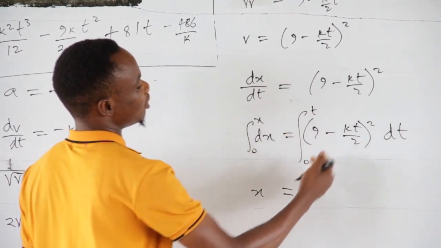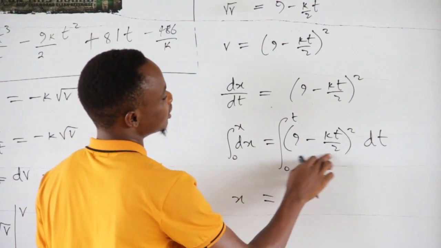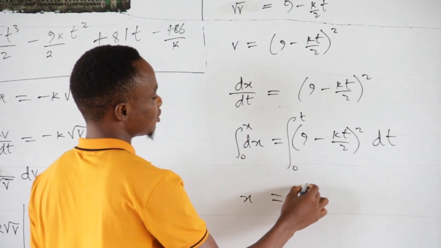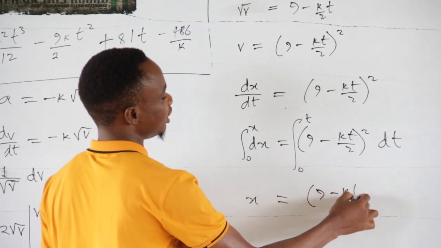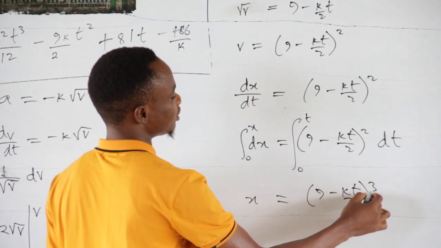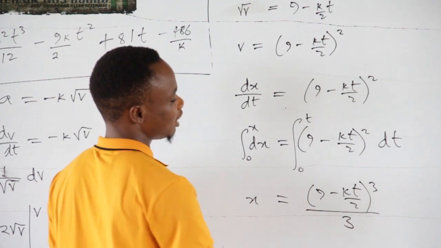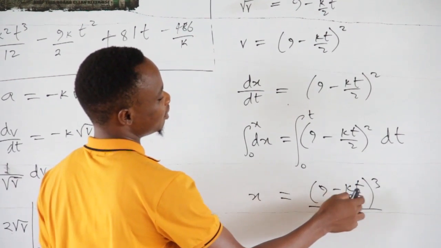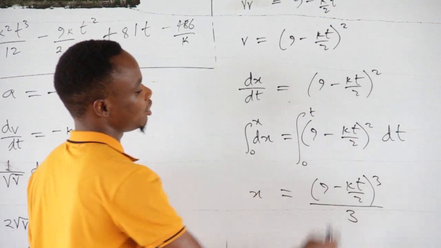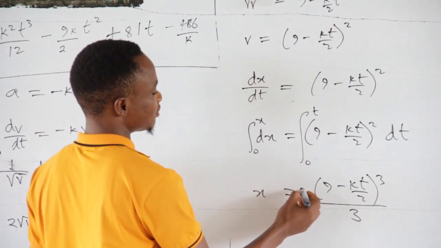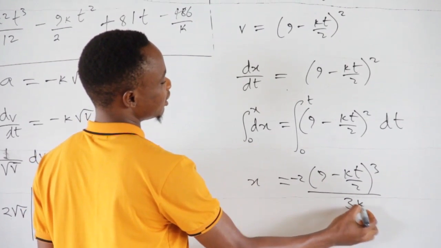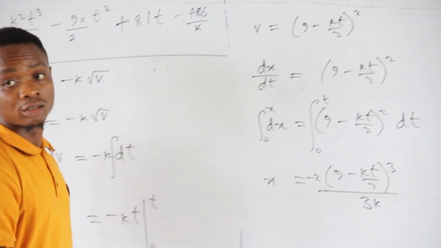The integral of this, that's going to give us what? The integral with respect to the core, Abi. That's going to be (9 minus kt over 2) raised to the power 3, divided by 3, then divided by the derivative here. That's going to be minus k over 2, the same thing as multiplied by minus 2 over k. Is that clear? You understand that?